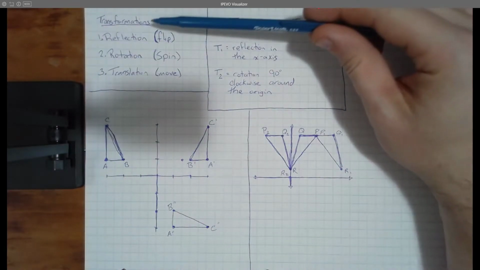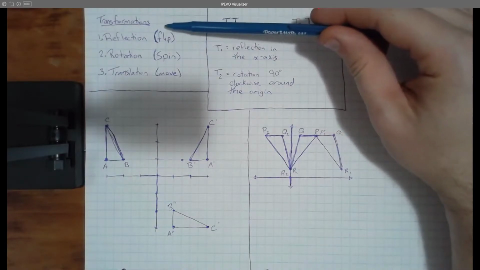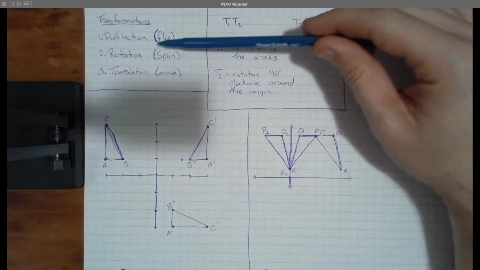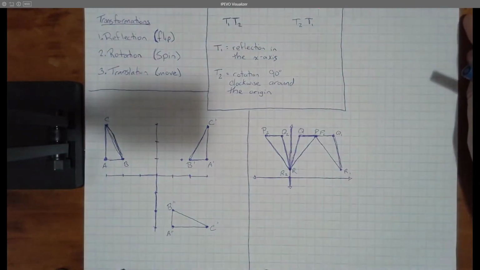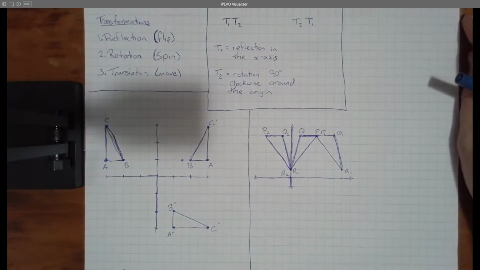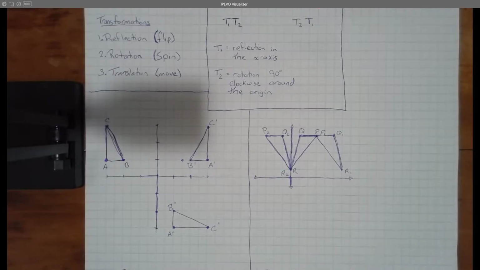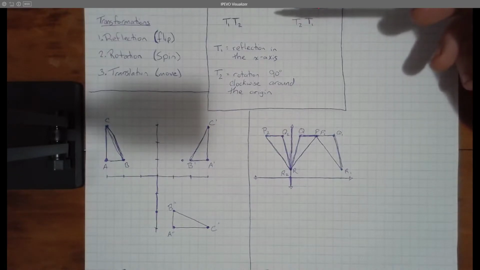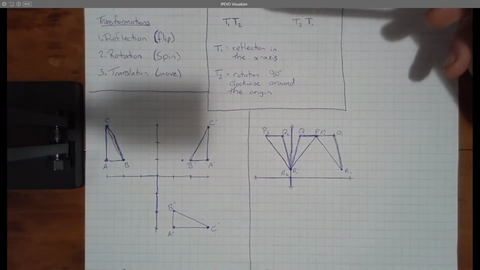Just as a bit of a reminder, reflection is when we flip an object or a point. Rotation is when we spin an object or a point around a central spot. And translation is simply a moving of the point or the shape to a new location. So let's talk about different transformations that we can do.